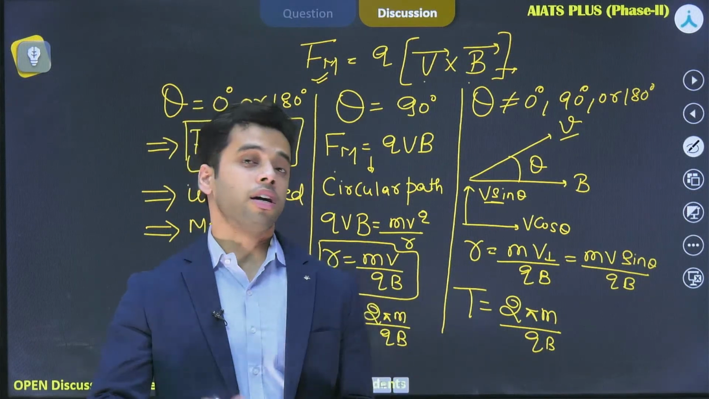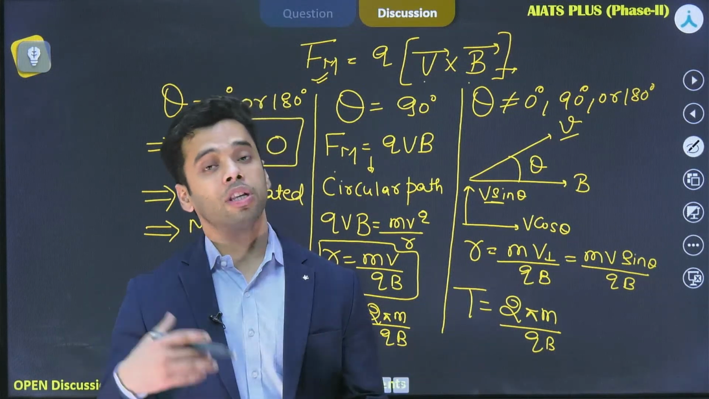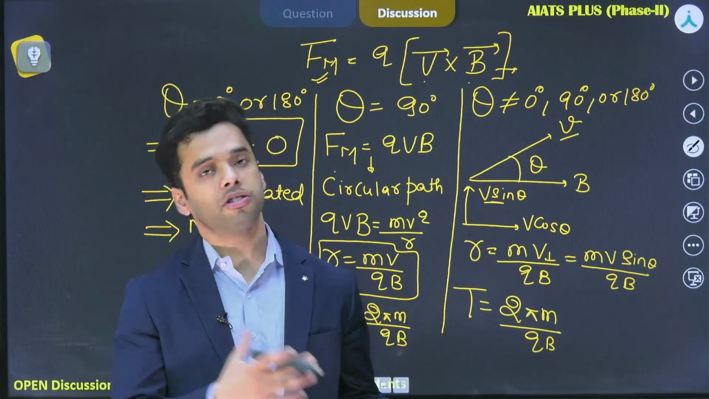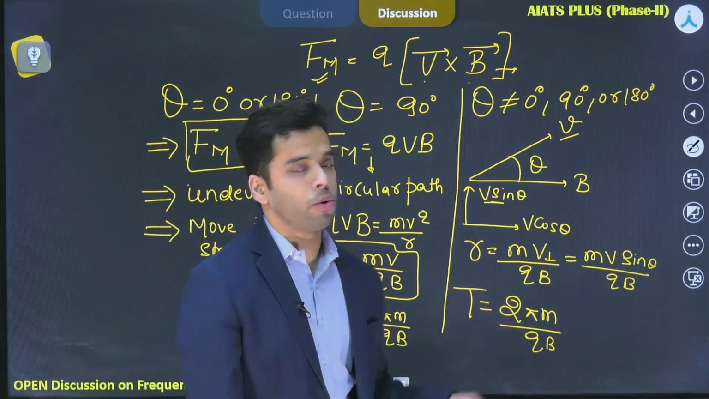Again, if it is neither 90, nor 0 or 180, in that case, you have a helix. And for the helix, you need to calculate one additional thing, that is pitch. What is pitch? Distance traveled along the magnetic field in one time period. So that's how you deal with such problems.